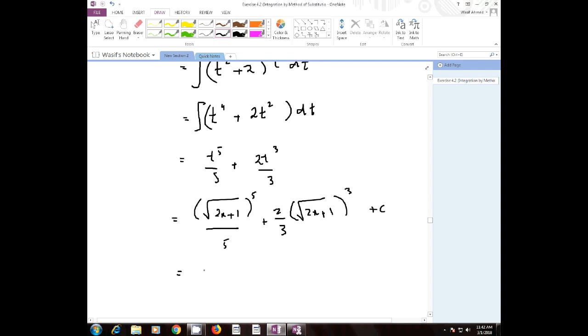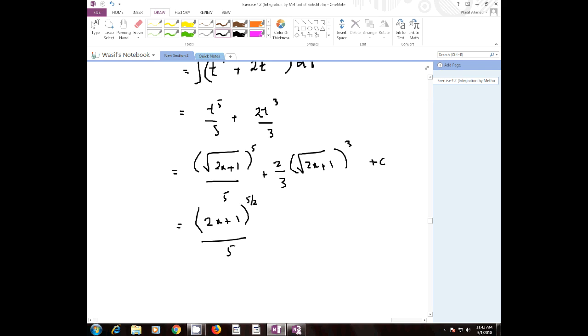2x plus 1. Since it is a square root, it can be written in the exponent form as 1 by 2, and 1 by 2 gets multiplied with 5, which gives rise to 5 divided by 2, divided by 5. Similarly, 2 divided by 3, 2x plus 1 whole raised to the power 3 divided by 2 plus a constant of integration, that might be your answer. Yes, this is the answer. Let me move immediately to the next question.